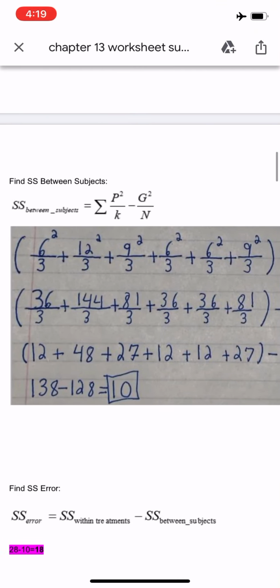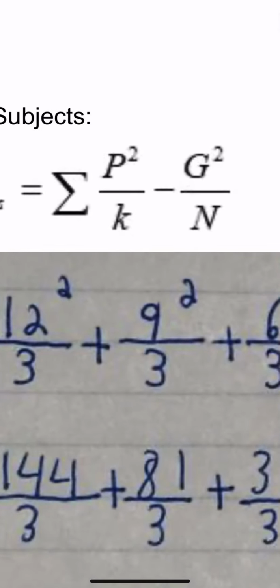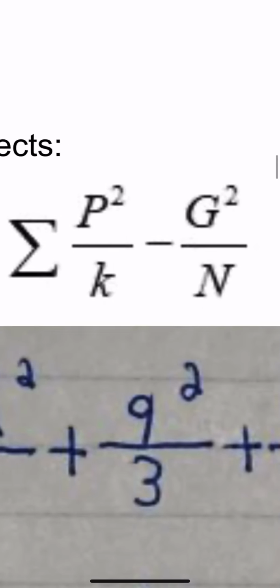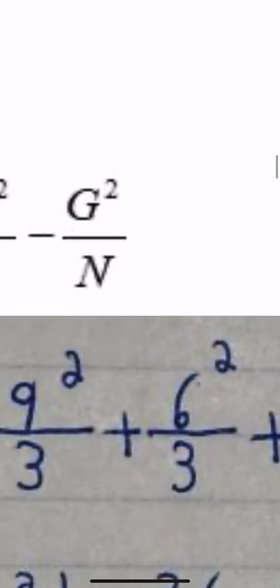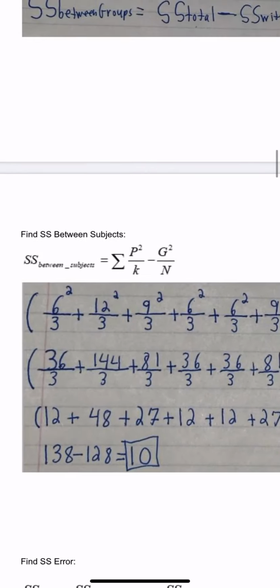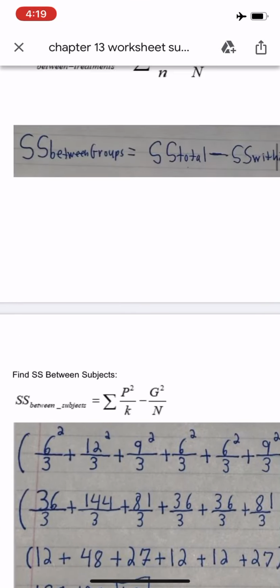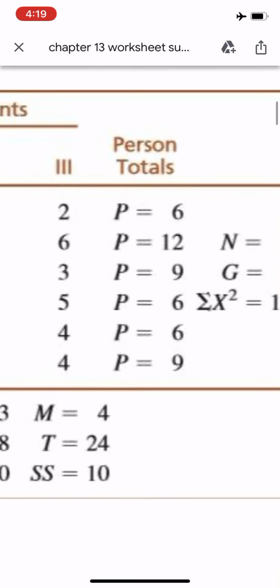All right, SS between subjects. So that's the sum of the P squared over K minus G squared over N. K, number of groups. P are the person totals. And then we know G squared divided by N, right? G squared is the grand total. Big N, the number of participants in the whole study. So you go up here, and these are all the P totals. So you plug these numbers into the formula.